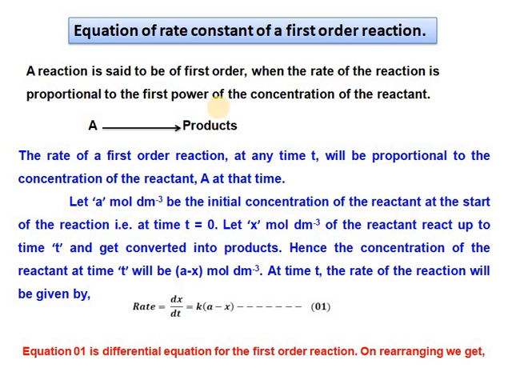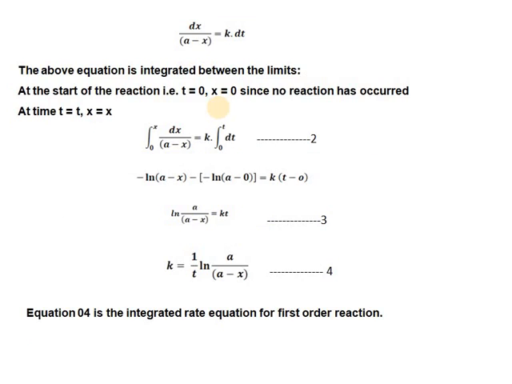At time t, the rate of the reaction will be given by rate equal to dx by dt equal to k into (a minus x), equation 1. This equation 1 is the differential equation for the first order reaction. We can rearrange this equation: dx upon (a minus x) is equal to k into dt.